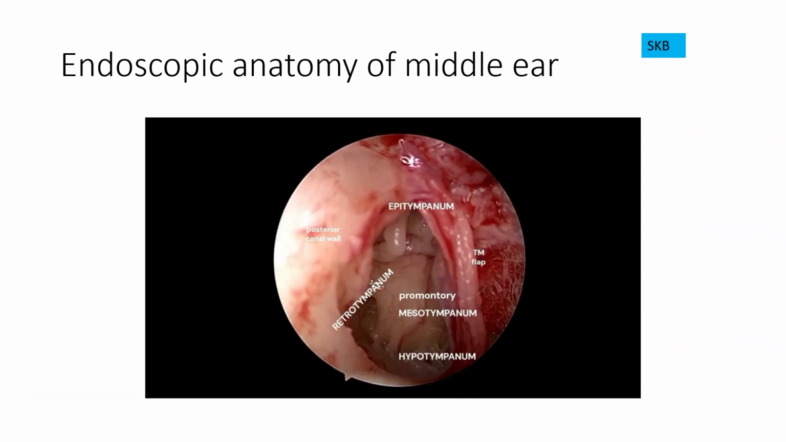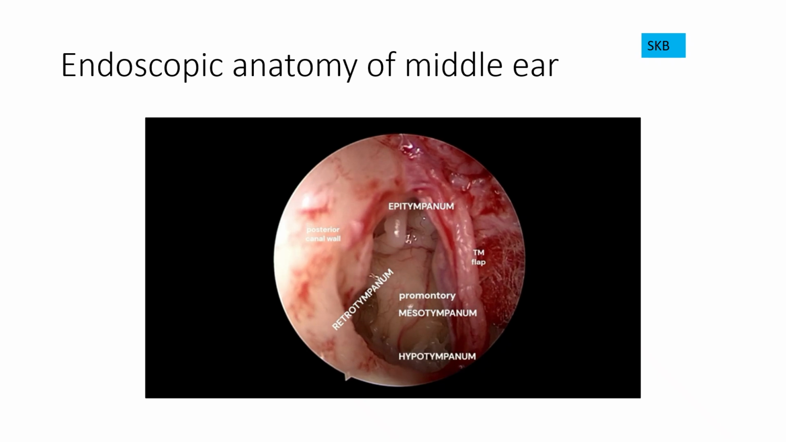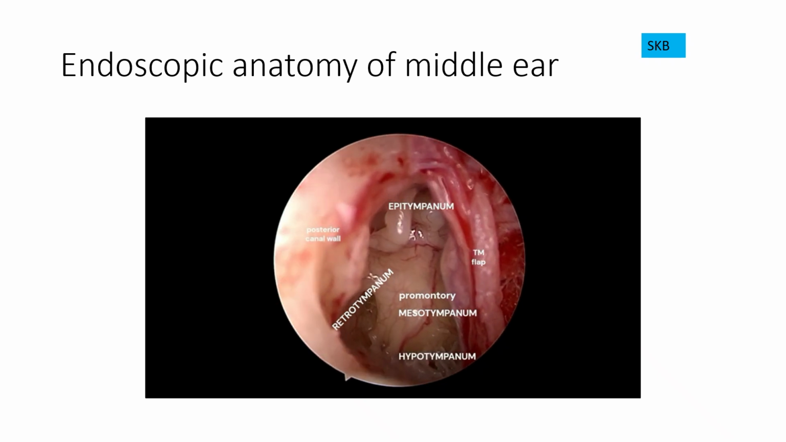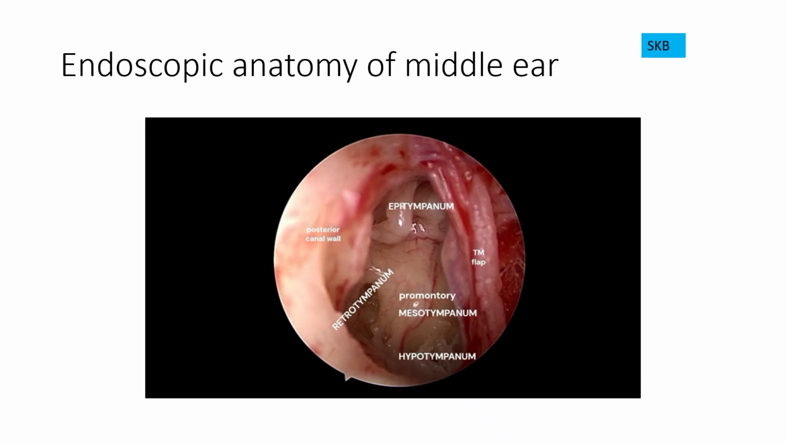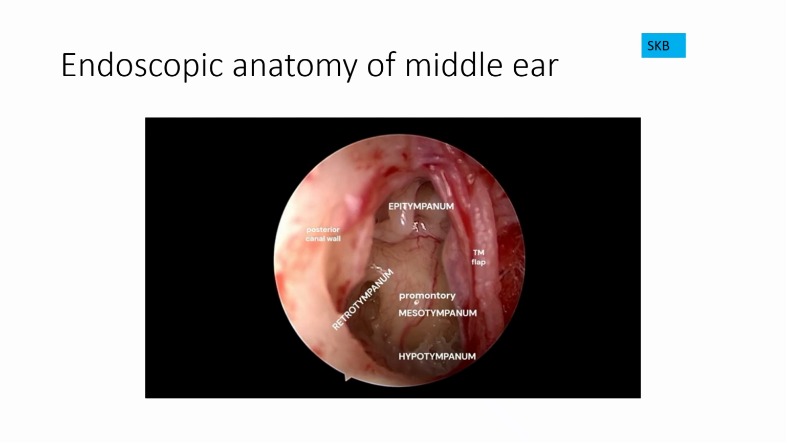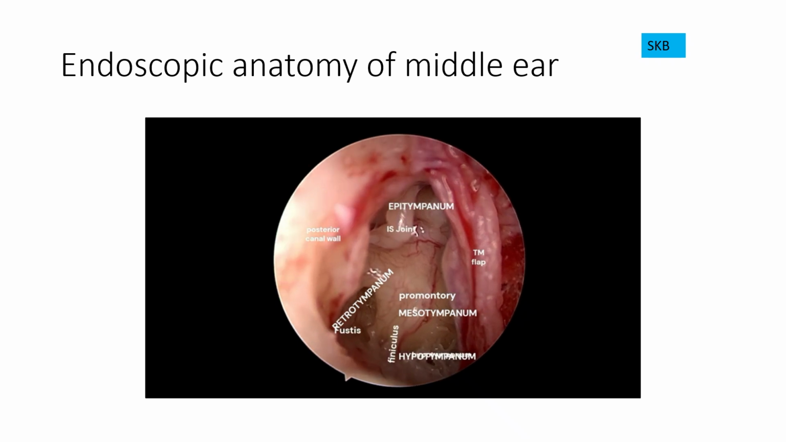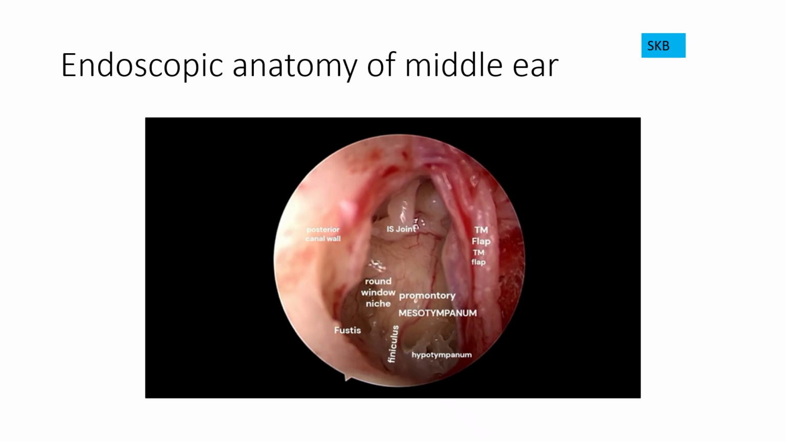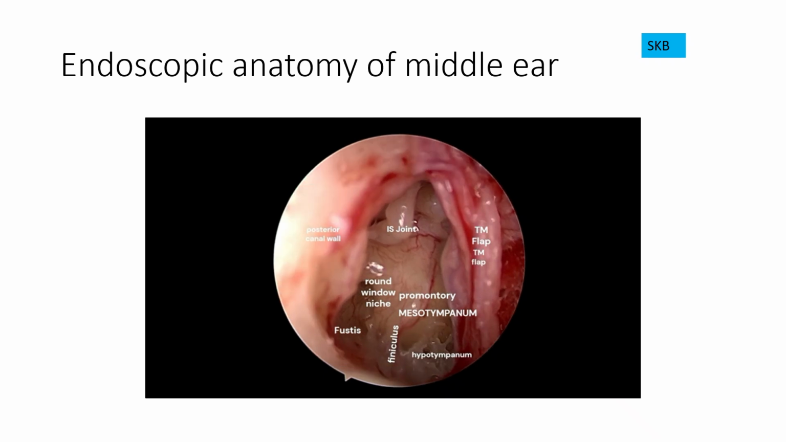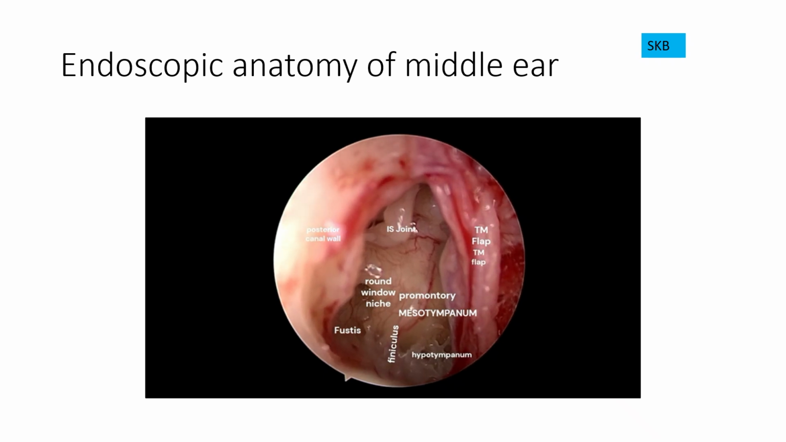I'll be telling about the endoscopic anatomy of the ear. As we all know, the middle ear is divided into the mesotympanum, which is the part lying medial to the pars tensa; the epitympanum, which is lying above the pars tensa and facing the pars flaccida; the hypotympanum, which is below the pars tensa; and the retrotympanum, which is the part of the mesotympanum behind the promontory.